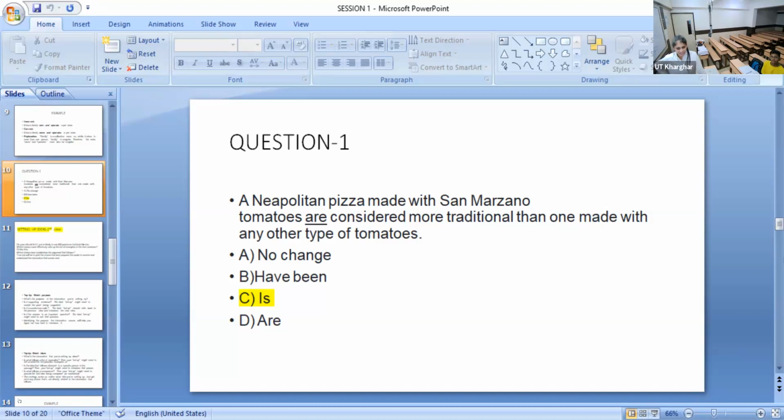Neapolitan pizza made with sauce, parmesan, or tomatoes is considered more traditional than one made with any other type of tomato. Okay. Why am I not using are and why am I using is? Because the pizza is made with sauce, parmesan, or tomatoes, so we get what is considered. What do you think, Saina? Ma'am, we're talking about a singular thing, so we will use is instead of are. Find which is a singular thing over here. The pizza. Very good.